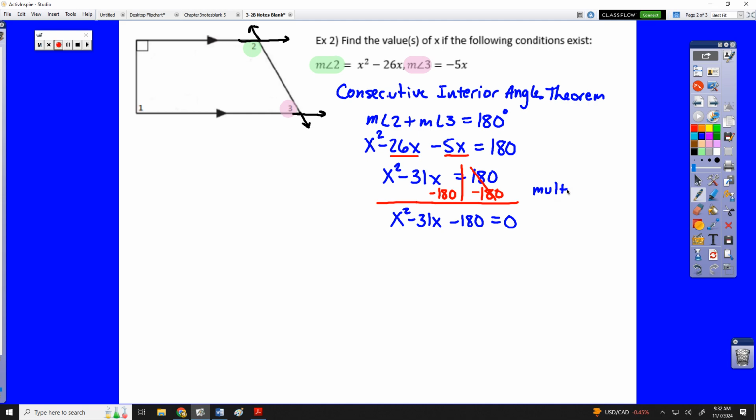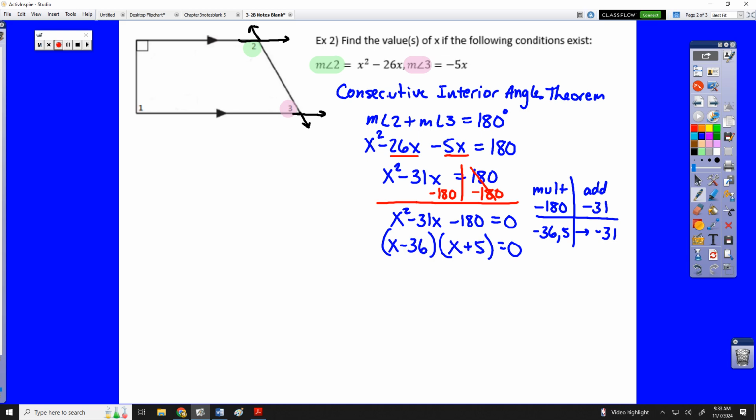Now when we factor here, we've got a equals 1, so easy factoring. We need to find two numbers that multiply to negative 180 and add to negative 31. That would be negative 36 and positive 5. Those are the numbers that are going to go into our binomial factors, giving us a factored form of x minus 36 times x plus 5 equals 0.